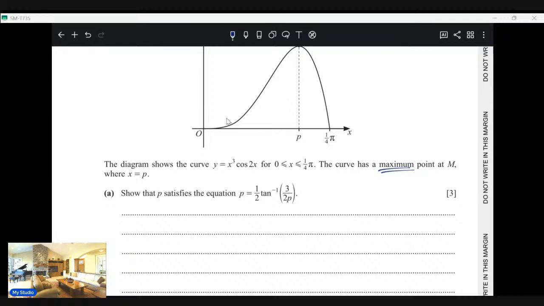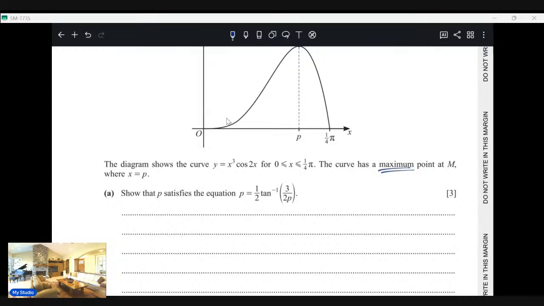So the first question is a bit of backgrounding. Okay, here is the first question, which is a bit of backgrounding. It says, please, by looking at this diagram and whatever else information is there, can you solve this by showing that P will satisfy half tan inverse of 3 over 2B? So we want to find out what this is about, differentiation or what? Are you seeing this question?